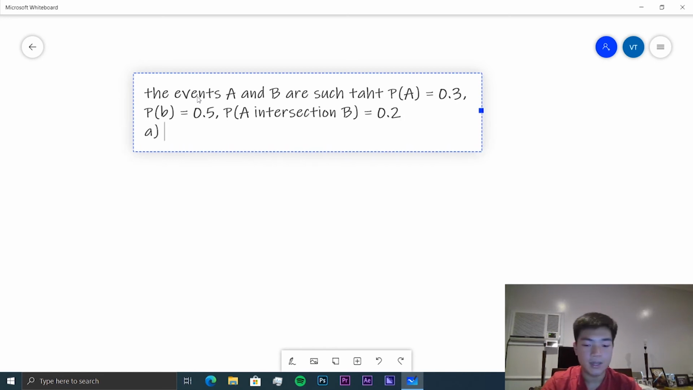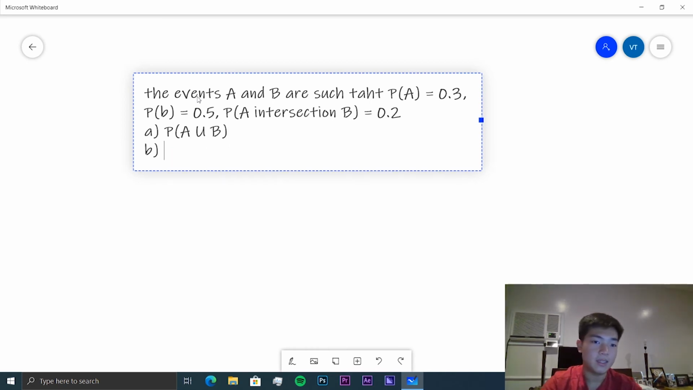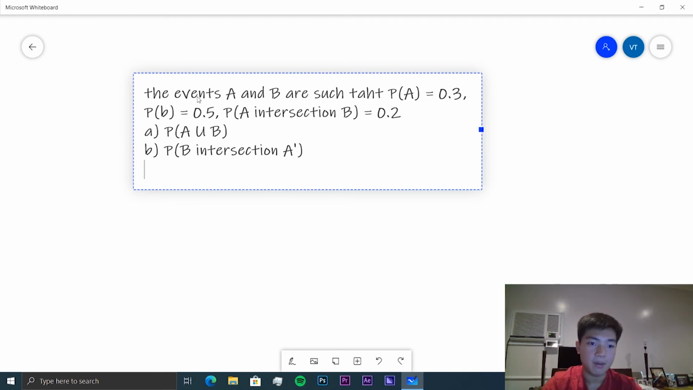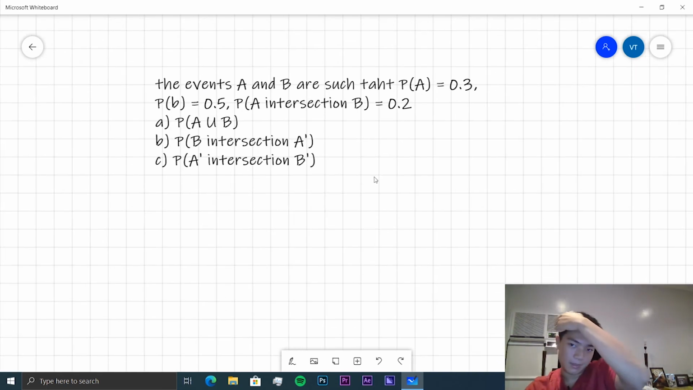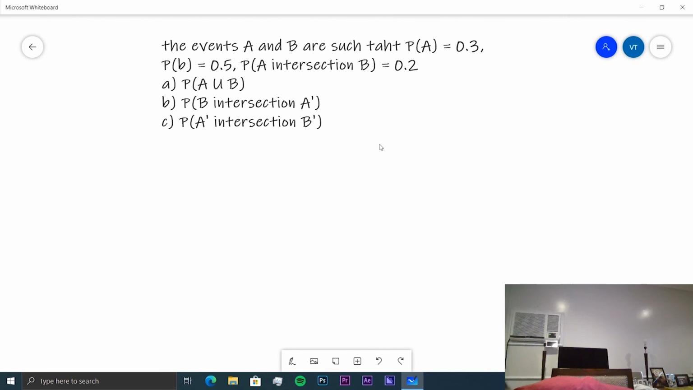So we need to find these following probabilities: the probability of A union B, the probability of B intersection A prime, and the probability of A prime intersection B prime. Okay, so probability of A is 0.3, probability of B is 0.5, probability of the intersection is 0.2. Okay, interesting. So first we need to find the probability of A union B.